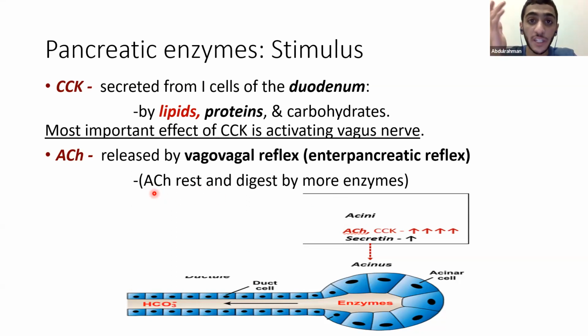Now, another thing I mentioned right here is, where else do you find acetylcholine? In the parasympathetic nervous system. The parasympathetic nervous system releases acetylcholine. And whenever you're thinking about the parasympathetic nervous system, what are you also thinking of? Rest and digest. So you need to digest the food. The acetylcholine from the parasympathetic nervous system is activating the digest mechanism by releasing more enzymes to digest. So acetylcholine and CCK are responsible for the digestive mechanism.